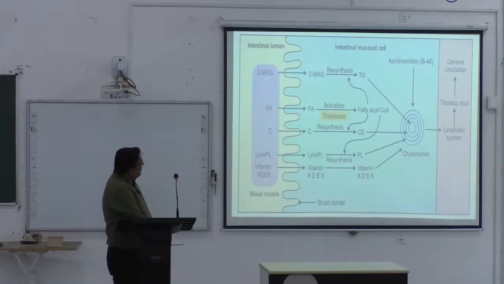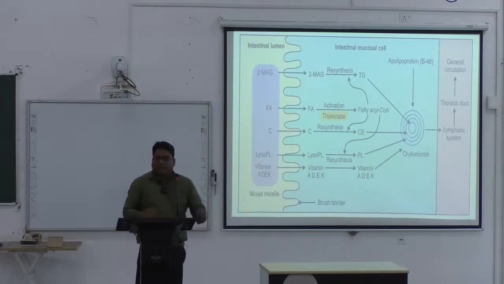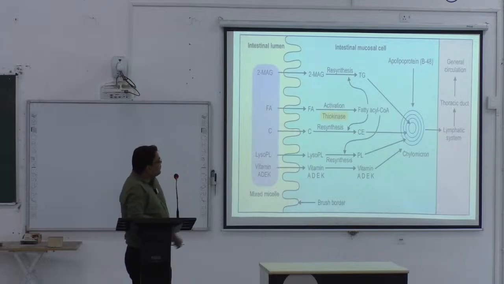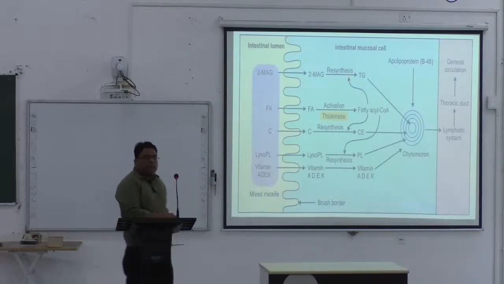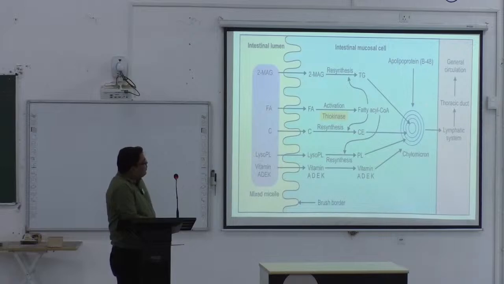Okay. So 2 MAG is going into the intestinal mucosal cell, and after that comes resynthesis, which is a reesterification process. There is a formation of TG, fatty acyl CoA, cholesterol ester, and phospholipids, and they form a molecule called chylomicron. In the next step, these molecules are transported from the intestinal mucosal cell into the portal blood, and from there to the general circulation.